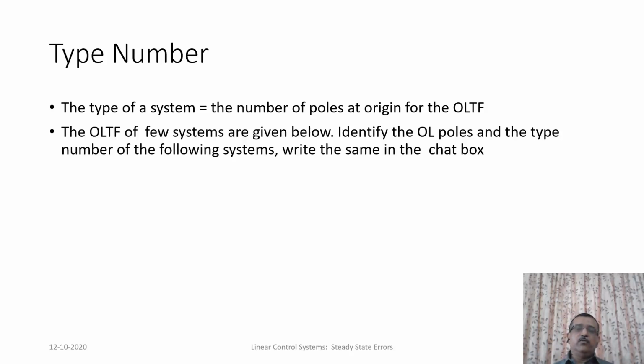The open loop transfer function of few systems are given below. Identify the open loop poles and the type number of the following systems. Write the same in the comment box or chat box, or you scribble it down on your book. This is very simple. What is the question? You find the open loop poles. This is the open loop transfer function. What are the open loop poles? Poles, as all of you know, is the value of S when the denominator becomes 0. So the denominator will become 0 when S is equal to 0, there is one pole.